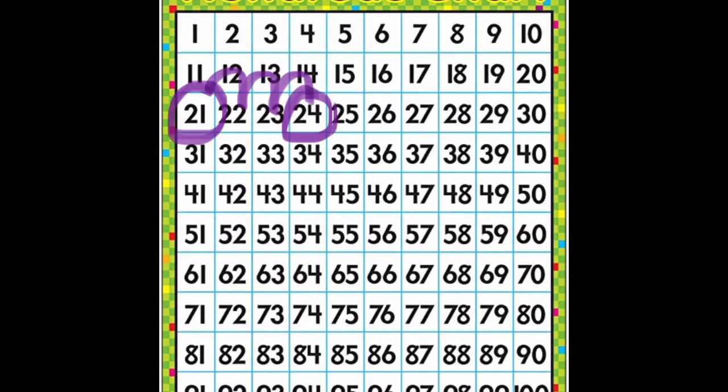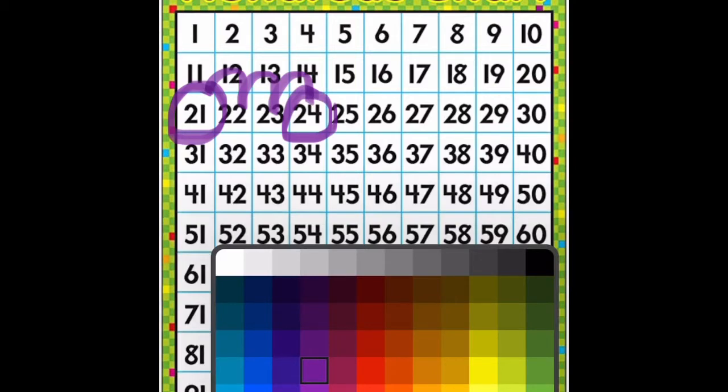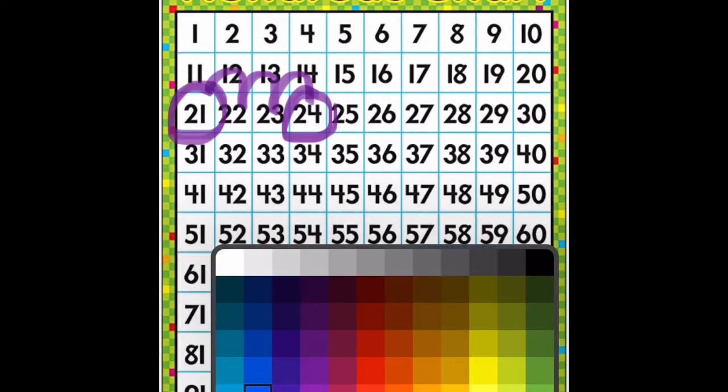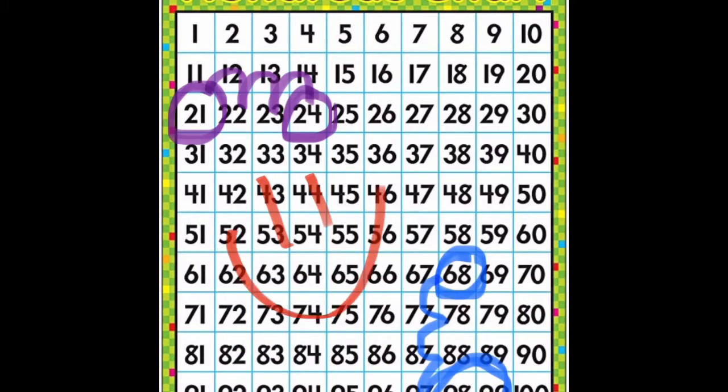Awesome job. Okay, now we're going to go to the next one. So it says to start at the number 68. So I'm going to circle 68 and move down to count on 3 tens. 78, 88, 98. So that means that 68 plus 30 equals 98. Awesome. You are so ready to move on, so let's do it.